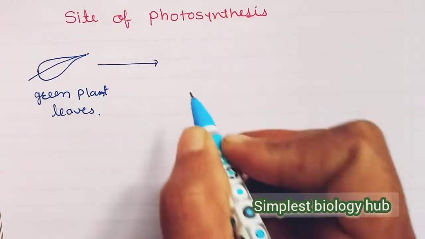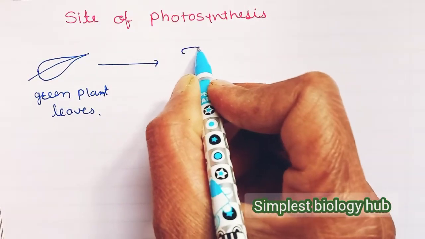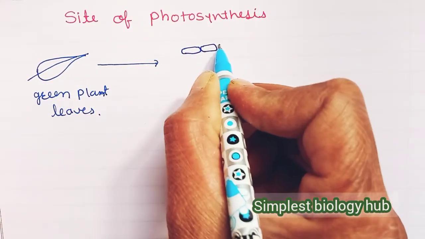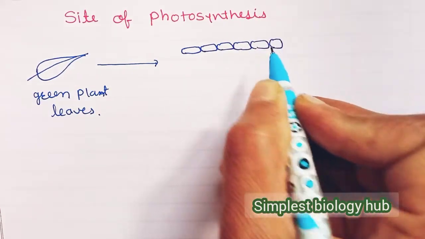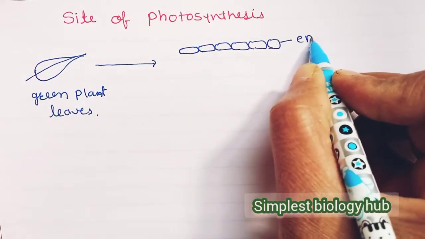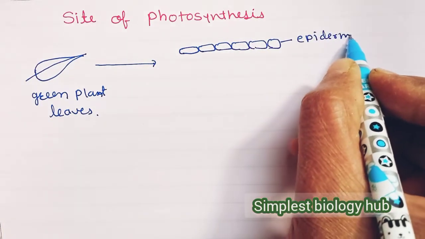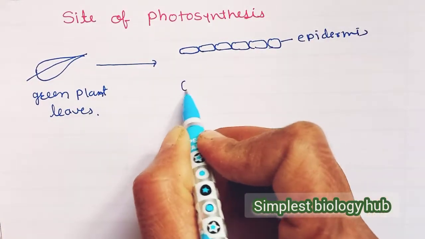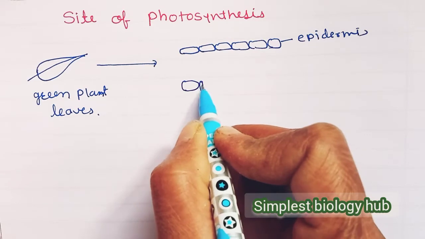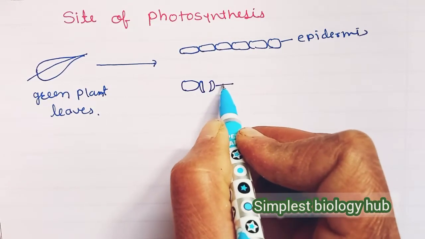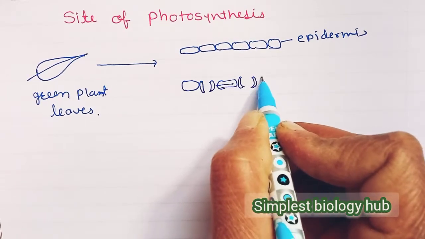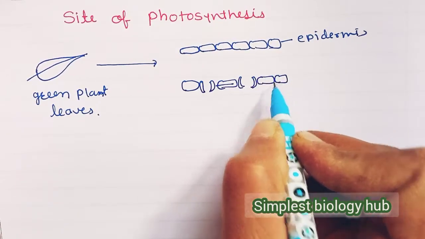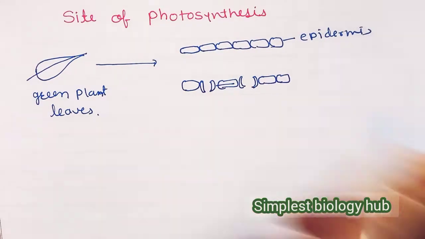And in case of leaves, here we draw the structure or anatomy of the leaves. This is the outer layer of leaves, we call epidermis, and the lower epidermis is also present. In a dicot plant, the stomata are located only on the lower epidermis, while in a monocot, stomata are located on both surfaces.